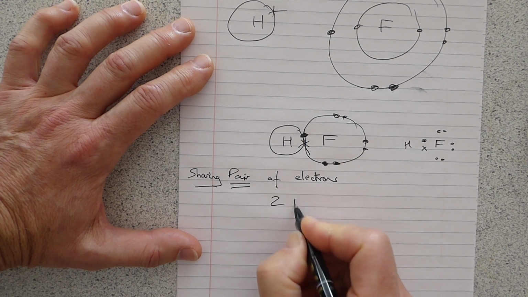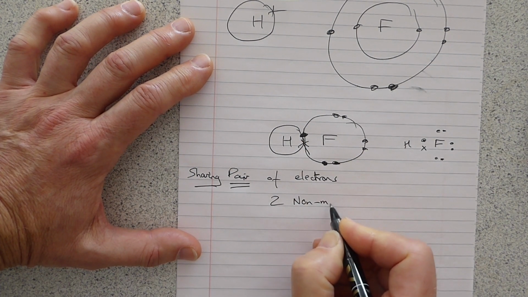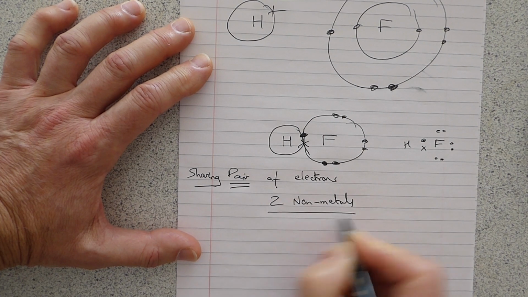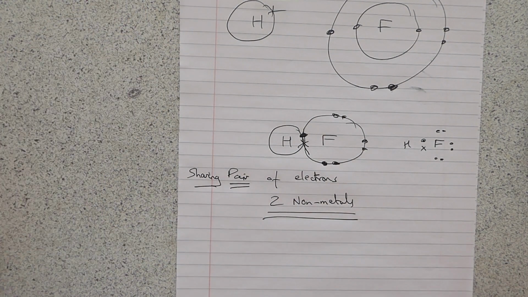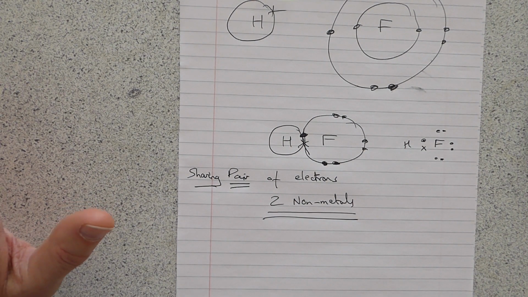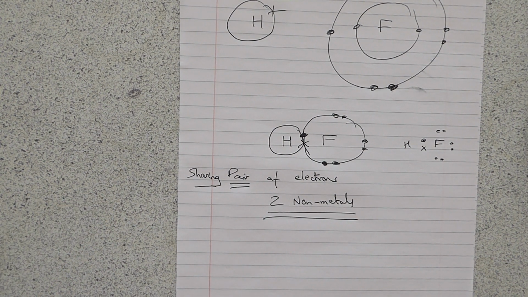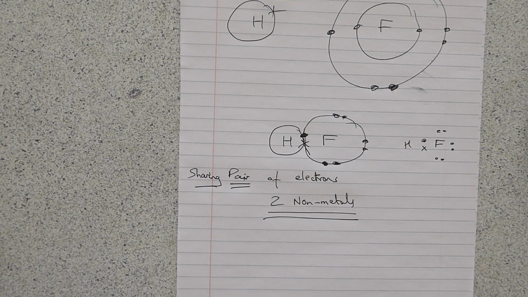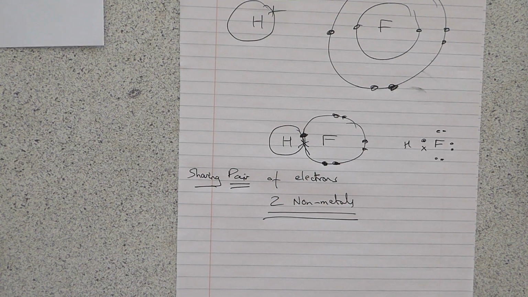And it's always 2 non-metals. I'm saying it's always 2 non-metals, and I said ionic was always a metal and a non-metal. You discover exceptions. Of course there are exceptions. That's what makes chemistry A-level, I think, really interesting. Not every element is as predictable as you might think.